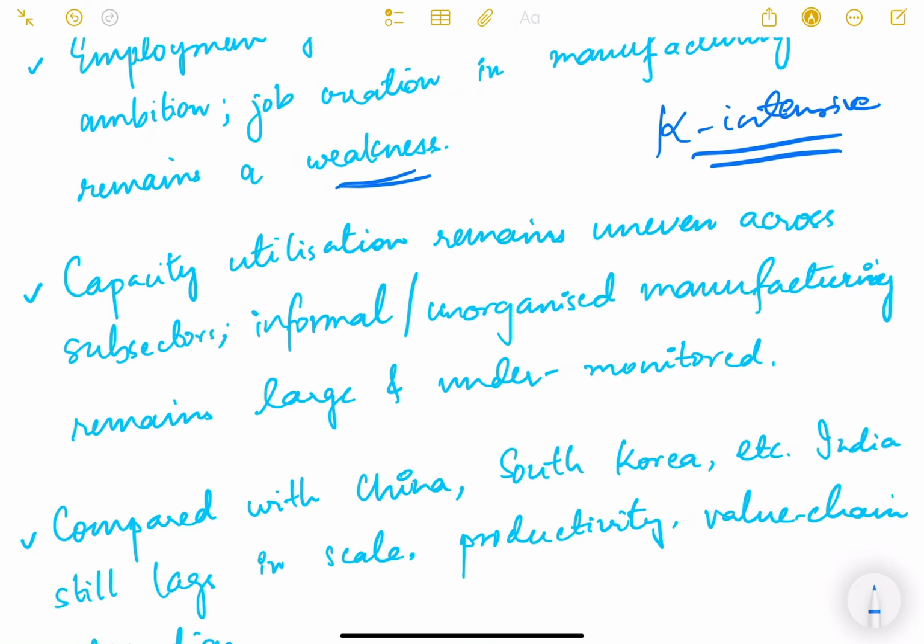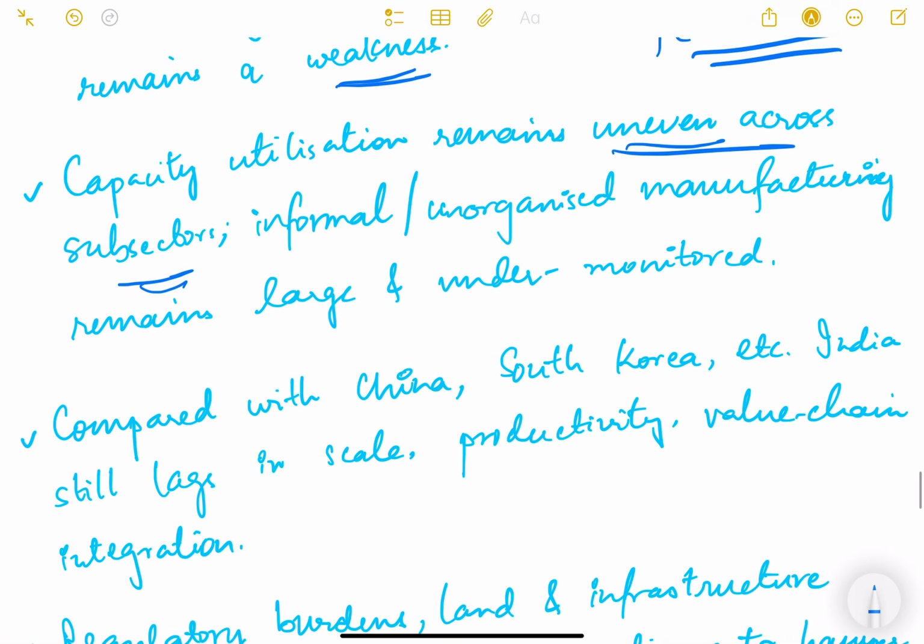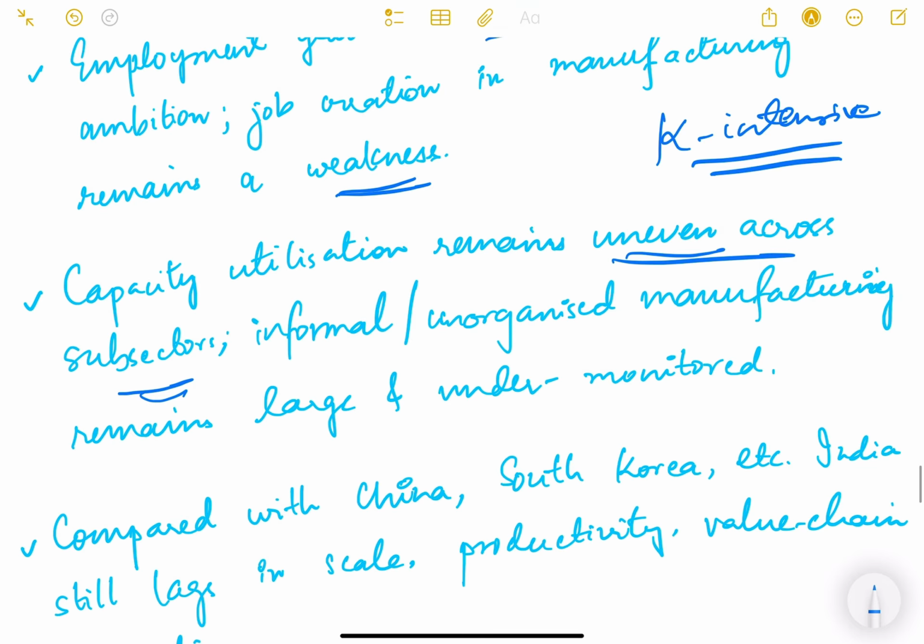Capacity utilization remains uneven across subsectors, so we are not utilizing our capacity completely, as we have seen here, only about 77%. Unorganized manufacturing remains large and under monitored. These are some of the issues that we have listed here, friends, so that during your answer writing these points will come in handy when you critically analyze the manufacturing sector of our country.